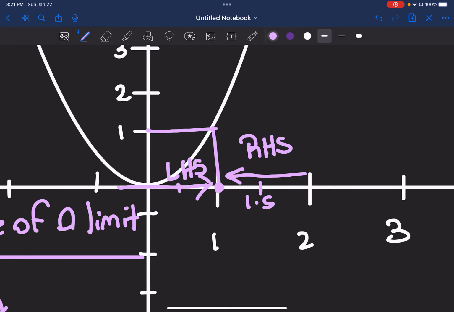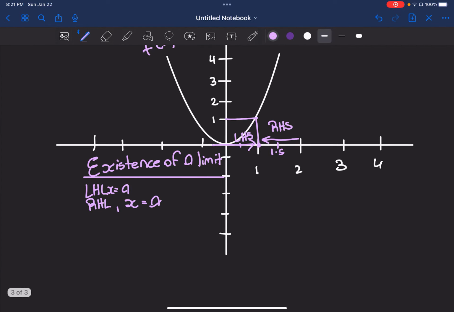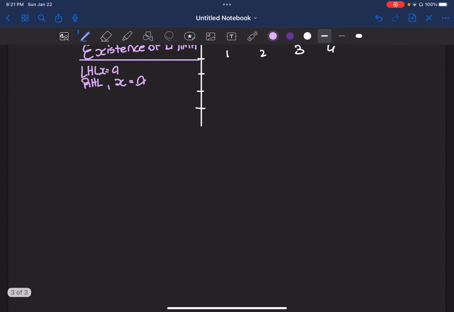So at x equal to 1, the left-hand limit and the right-hand limit must both be equal to that value, and that is true in this case. As x tends to 1 from the left-hand side and from the right, we get the same y value. So that's good. You now know what causes a limit to exist.